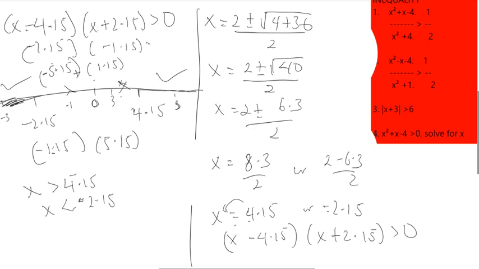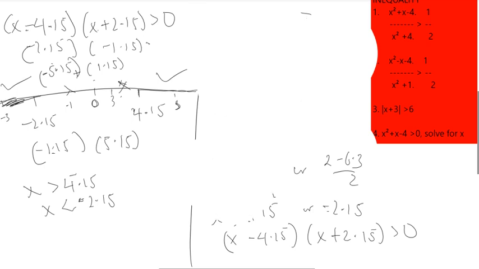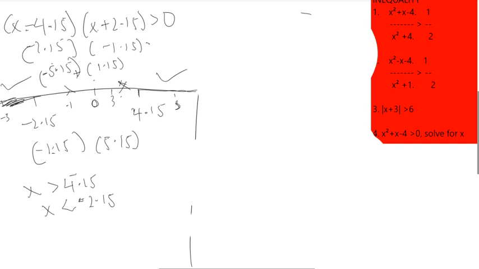So now which one is 4.15? 4.15 is this one that is here. That's 2 plus root 40 over 2. So let me just clean this place. That's 2 plus root 40 over 2. So we're going to put it now. So x is greater than 2 plus root 40 over 2, and x is less than 2 minus root 40 over 2. So let's put this in number line.